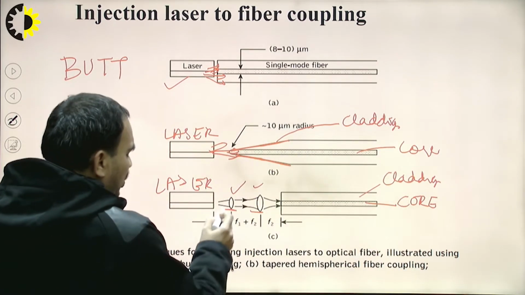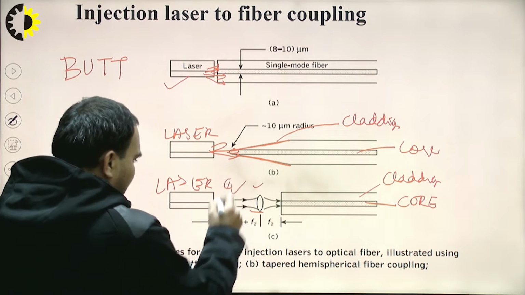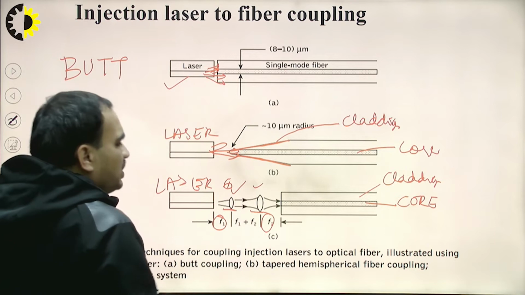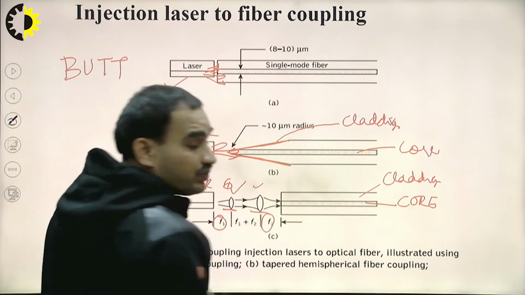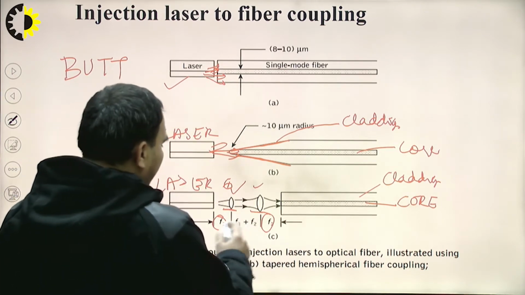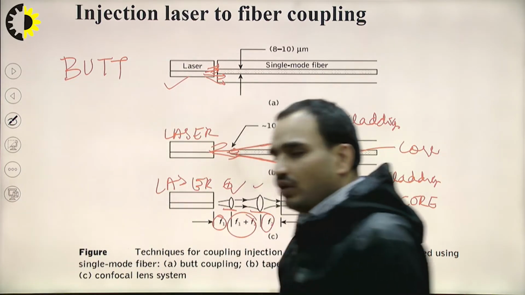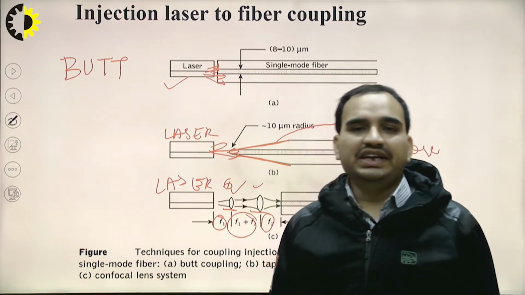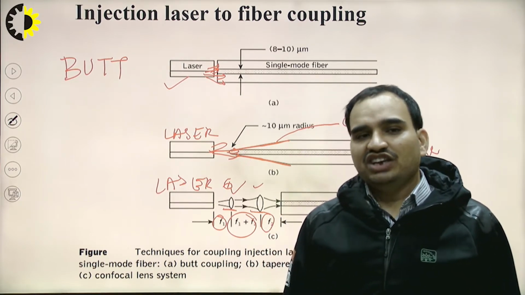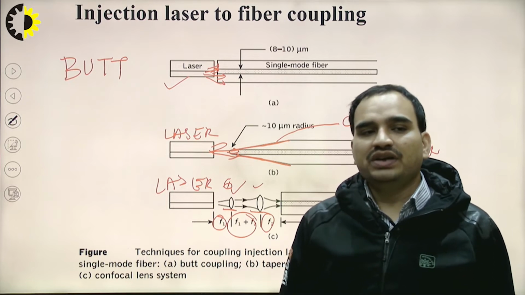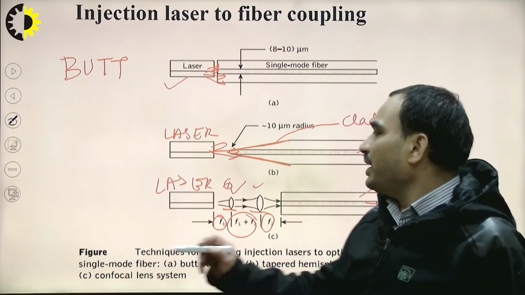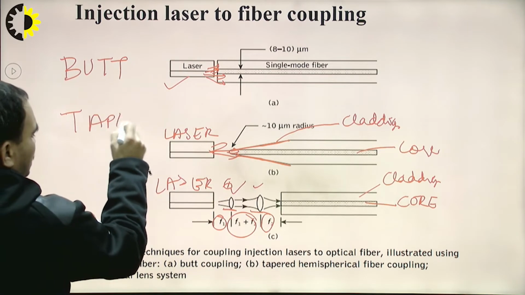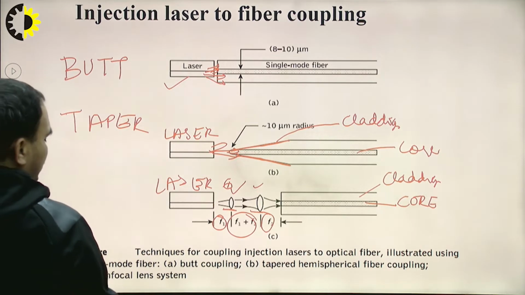The focal length of the first convex lens is f1, and for the second lens it is f2. Light is focused at the core of the fiber, and the sum of these focal lengths is the distance between the two lenses. So these are the techniques for coupling the injection laser to the optical fiber, and we have discussed three techniques: the butt, then the tapered hemispherical, and the third one is the confocal.